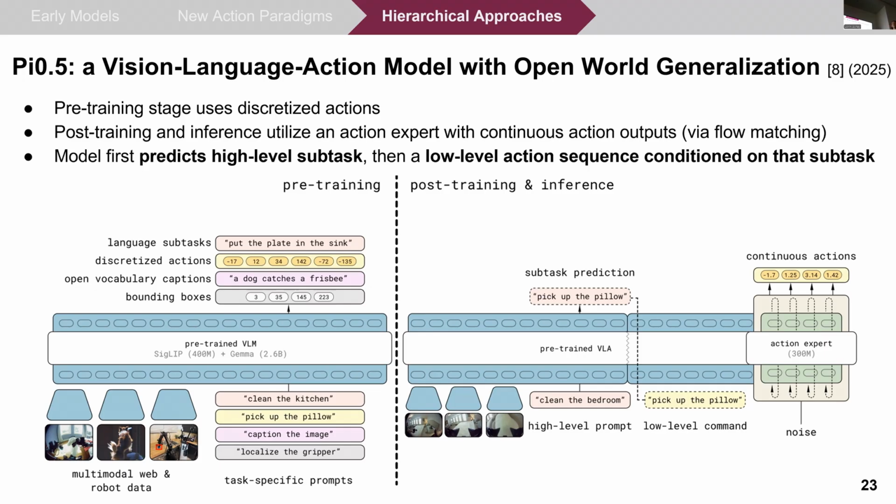So they have this model first predict a high-level subtask from the user prompt and the input images, and then a low-level action sequence conditioned on that subtask gets used for the action expert. They do this in an attempt to improve generalizability. Like if you take this model to a place the training data doesn't cover, can it actually do better?